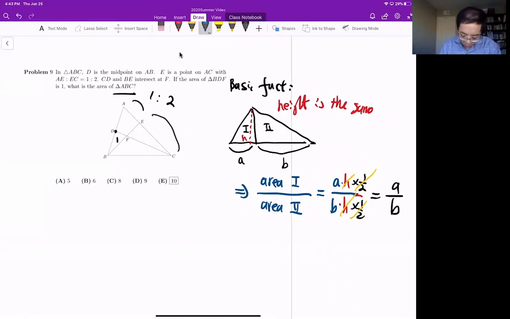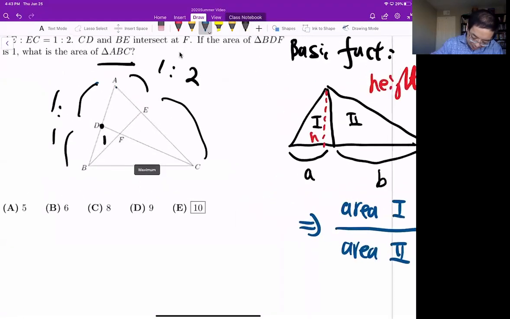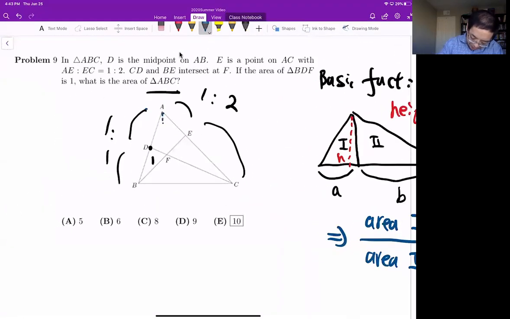Now let's do this. In order to apply this basic fact, because I already know that D is the middle point, so the two parts are 1 and 1. I add a helping line here.